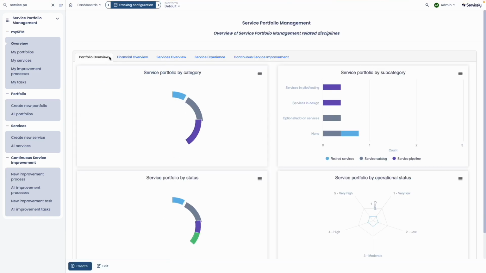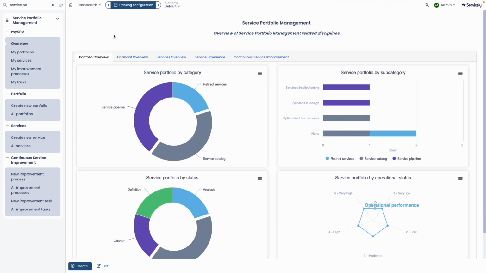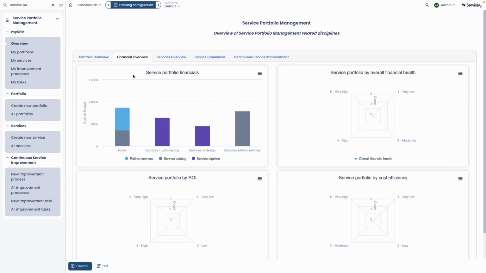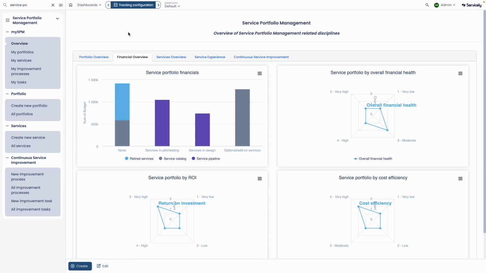Now, there's no service portfolio management and continual service improvement without reporting. So up here under My Service Portfolio Management, we can see we have our portfolio overview. So what are the groups of services we have? What are the different categories? We've got a spider web down here looking at the operational performance for the portfolio we have in place. We've got our financial overview where we talk about financial health, cost efficiency, return on investment, again for the different portfolios.